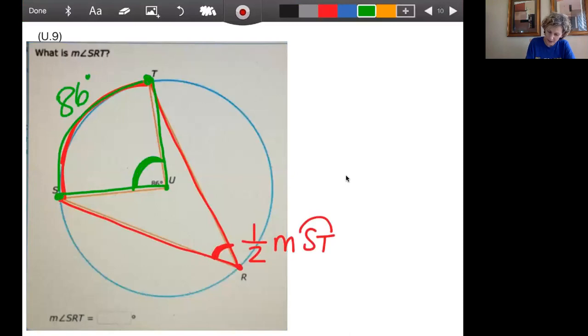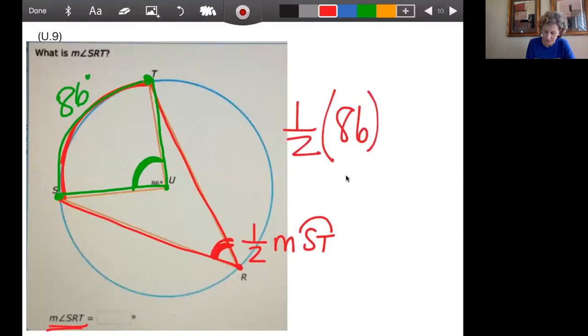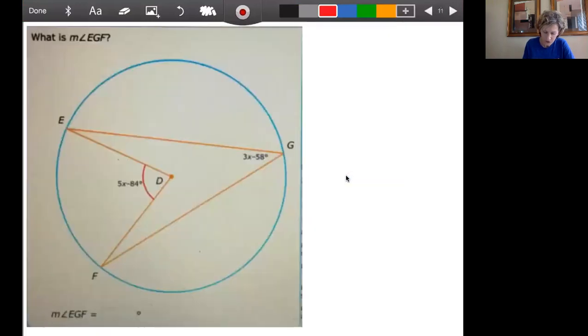And now we go back to the inscribed angle here. The measure of angle SRT will be 1/2 of the intercepted arc. And so the measure of SRT is 43 degrees. Okay? Nice job. All right, let's look at one more.